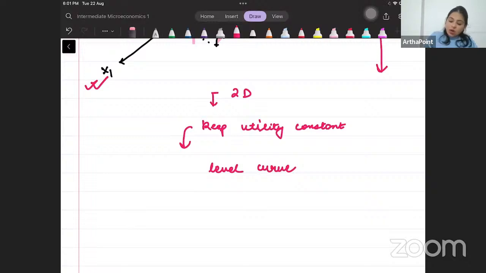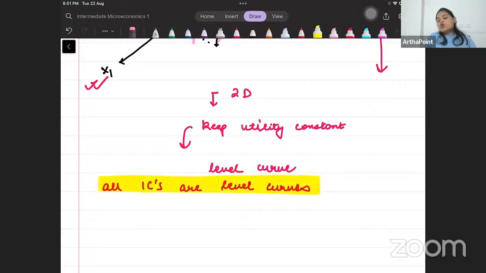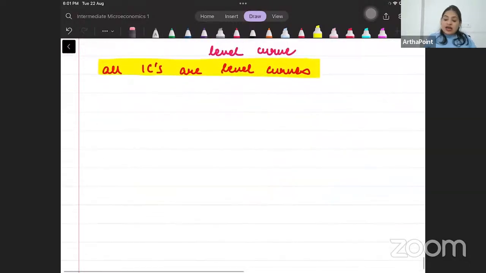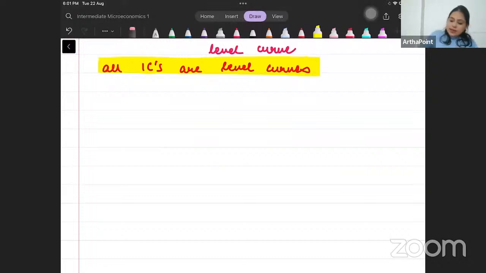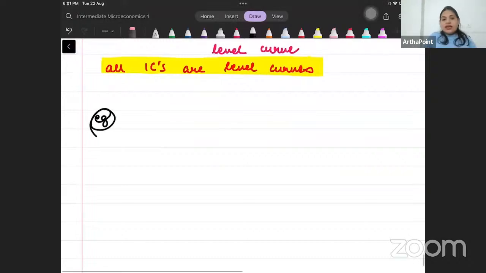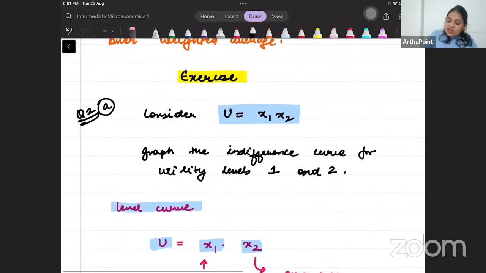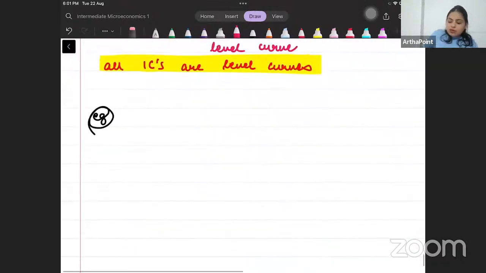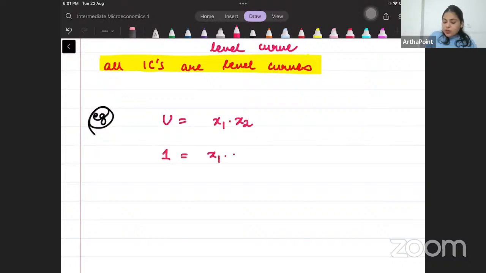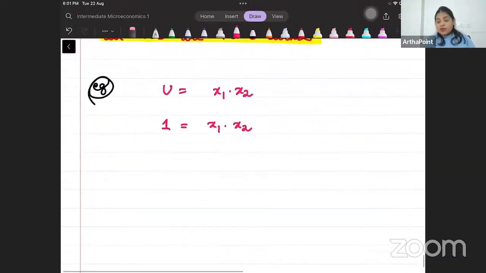So basically, all ICs are level curves. Because I am keeping the third variable, utility, as constant. So all indifference curves are level curves. Example ले लेते हैं बेटा. और इसी से हमारा ये exercise question भी solve हो जाएगा. So it says, keep utility level at 1. No problem. So my utility function is given to me as x1 into x2 now. So I will keep utility level at 1. So 1 is equal to x1 into x2. अलग अलग values निकाल के देखो.